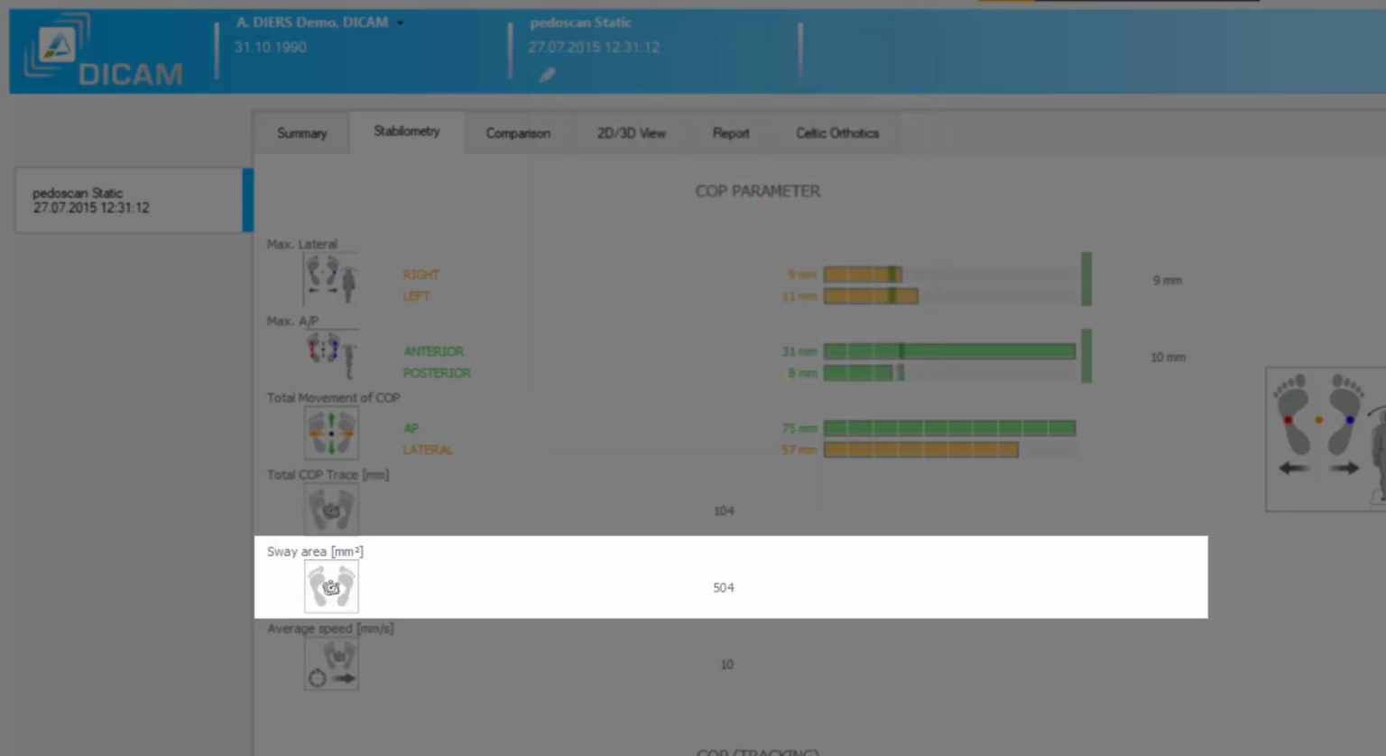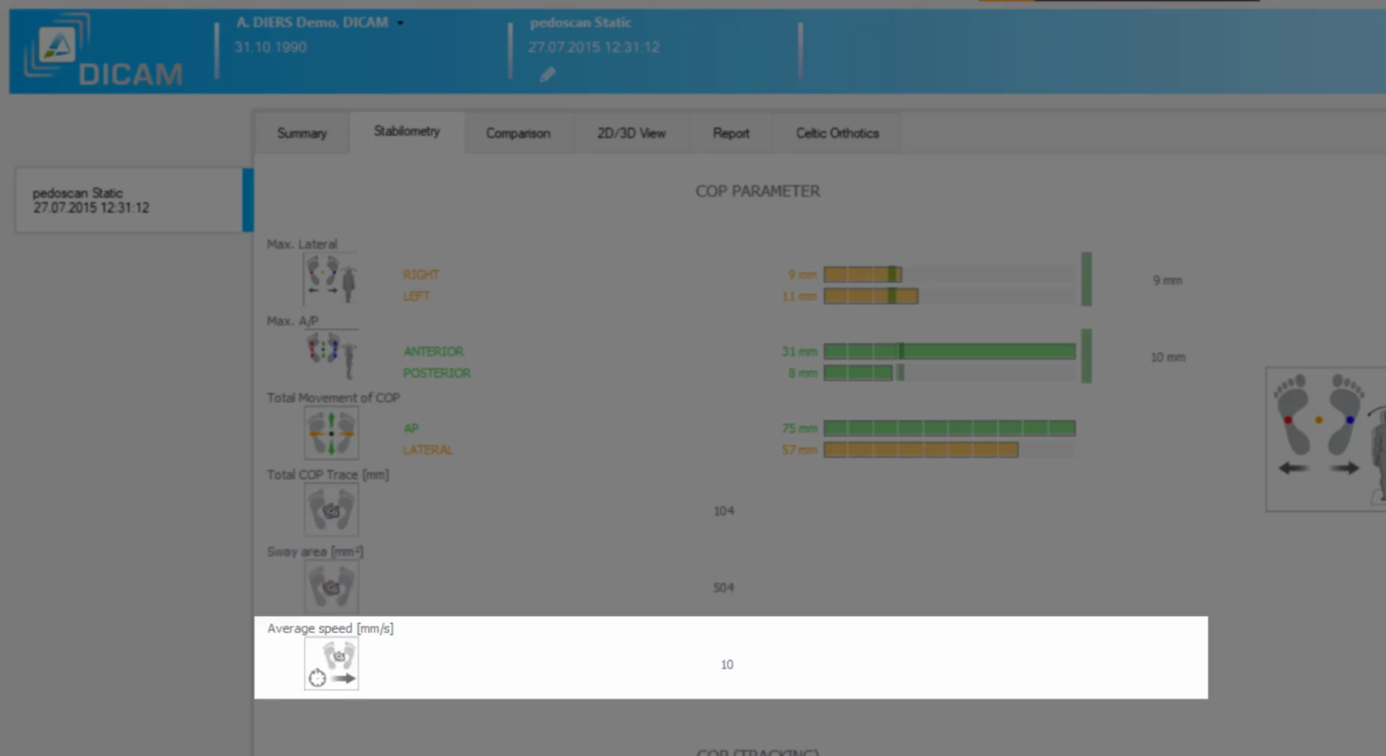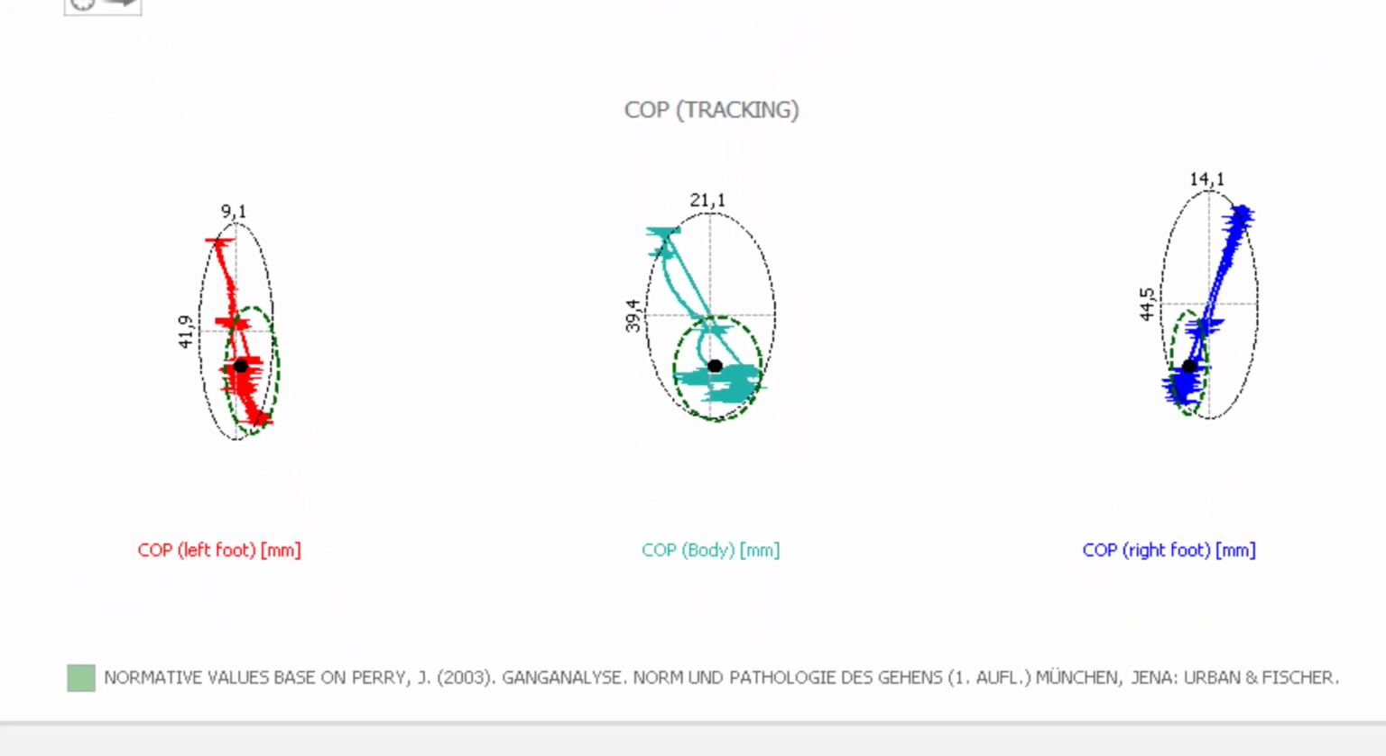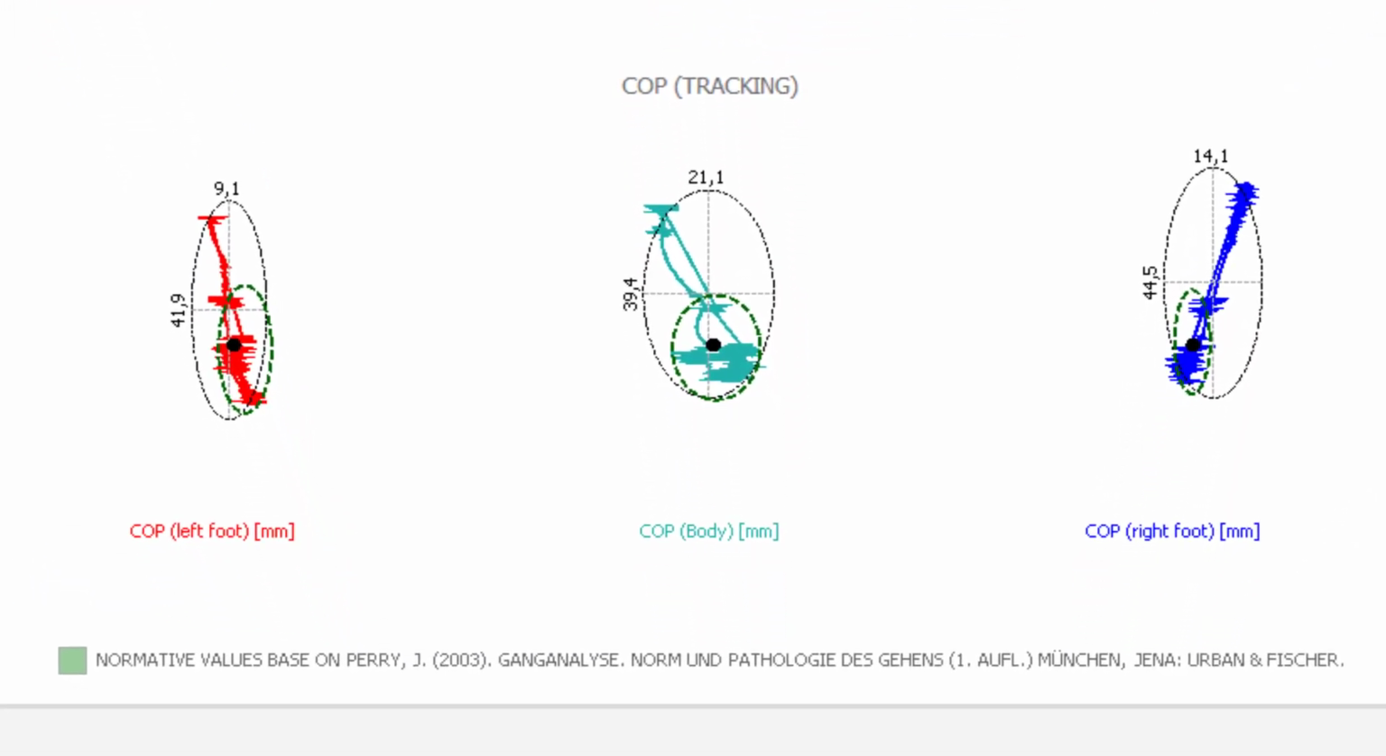The COP area indicates the area covered by the COP over the entire measurement period. The speed corresponds to the quotient of total COP trace and the recording duration. It indicates the speed at which the COP variation took place. This information is presented in graphical form in the COP movement section.